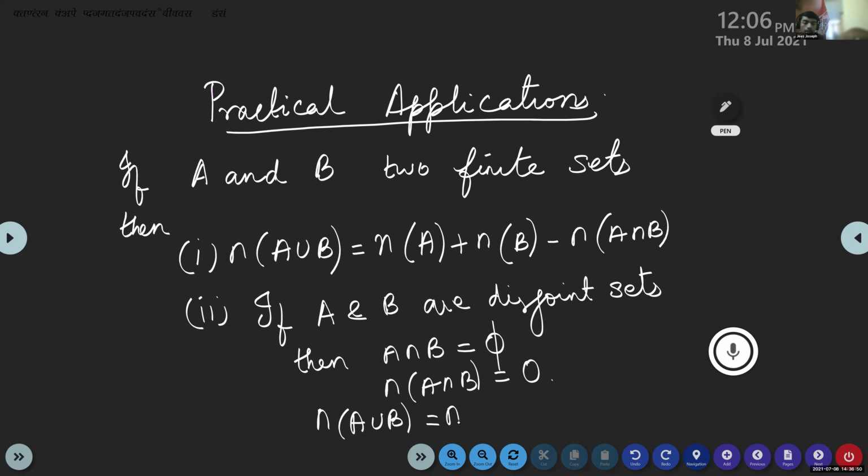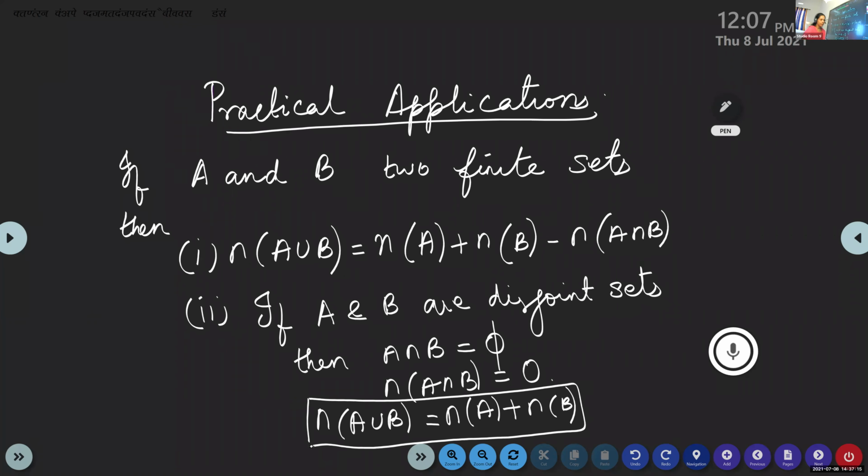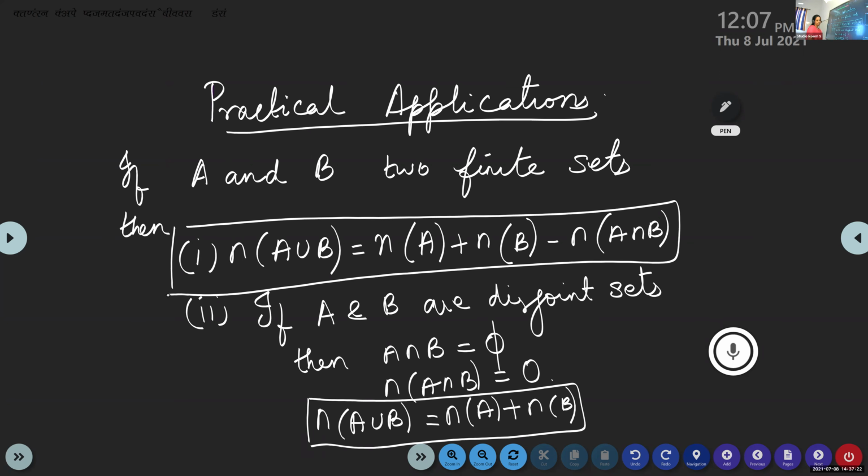n of A plus n of B minus n of A intersection B. Okay, how we have to read that? n of A intersection B. But what is n of A intersection B? It is 0. So if A and B are disjoint, in that case, n of A union B will be same as n of A plus n of B. So these are the two formulae we use for solving the problems.